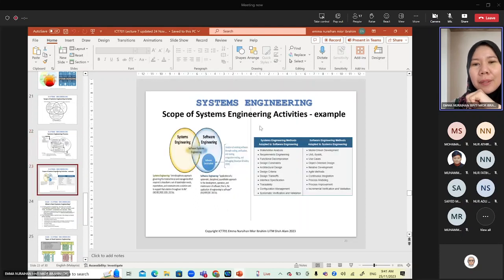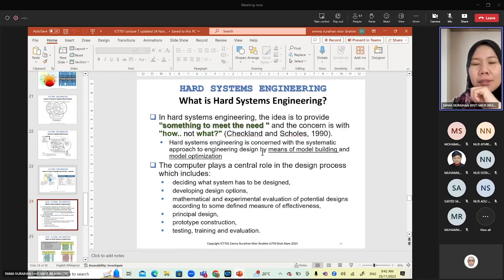Okay. So contoh ya, scope of system engineering activities again as compared to software engineering, macam mana system engineering methods adapted to software engineering, methods adapted to system engineering. So ni I dah bagi contoh-contoh ya. Okay, so I hope that you can relate to your working experience. Okay. Alright, so definition. Okay, bila dah tengok contoh tu, so what is definition?